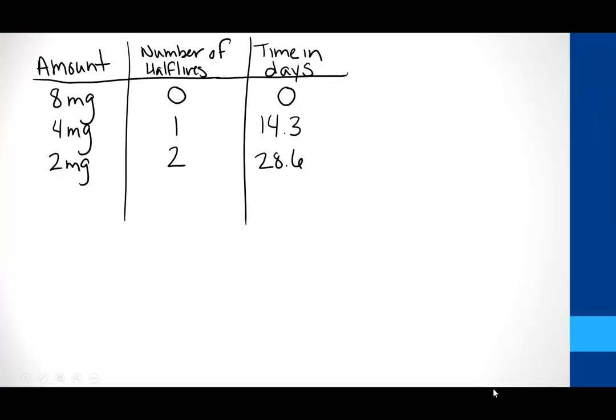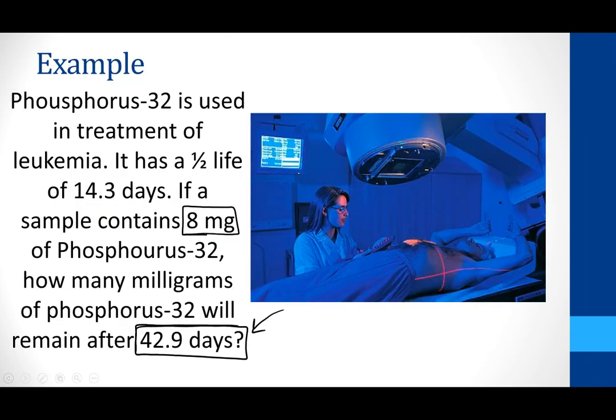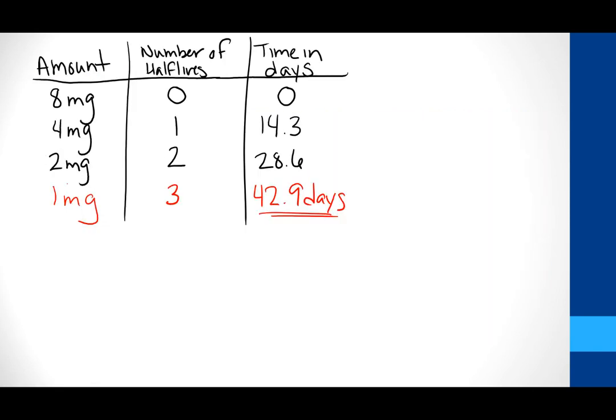All right. So after 3 half-lives, that would be 42.9 days. Okay, so that's the goal we were trying to get to. And this would again break down in half, so it would break to 1 milligram. So it's asking us, the patient took 8 milligrams on day 1. After 42 days, how much will be left in their system? Well, the answer is 1 milligram. So it'd be 1 milligram of the isotope left.